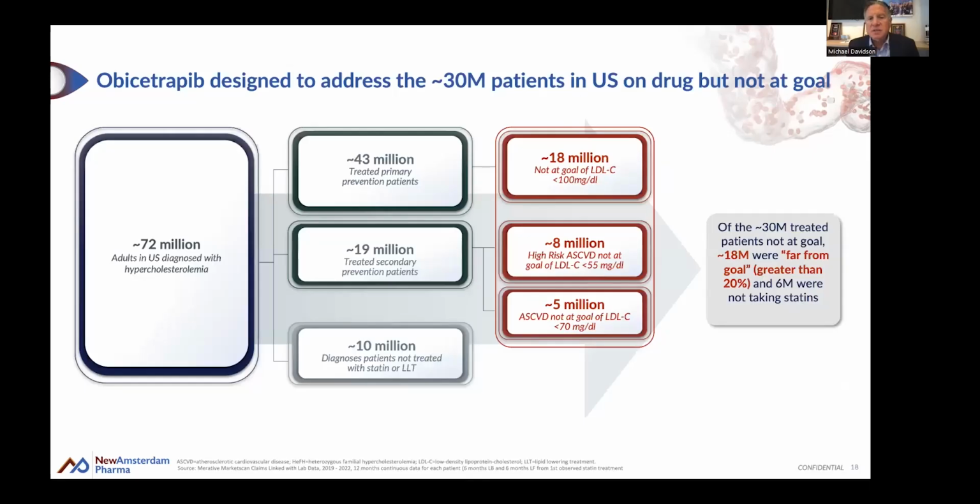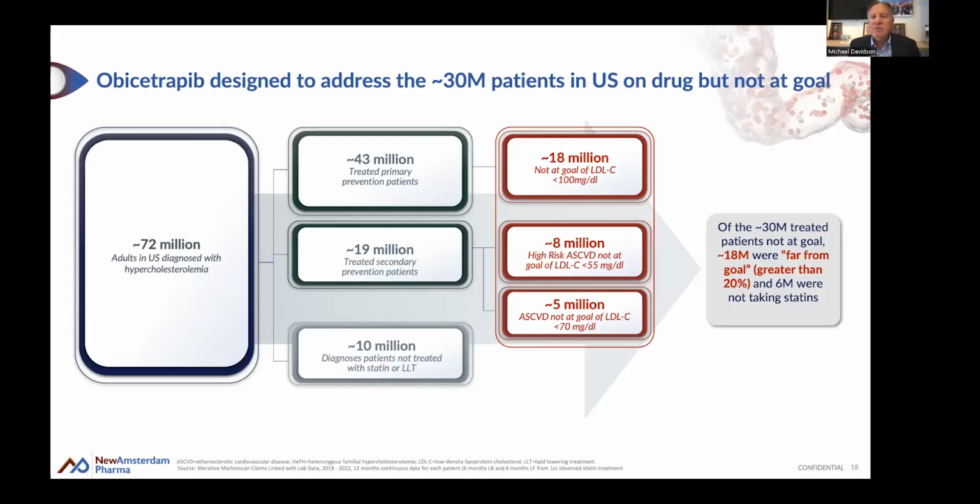This is why we're excited about obicetrapib. It has very effective LDL-lowering efficacy. It's extremely well tolerated through phase 2, and we're also seeing very good adherence throughout phase 3. The drug is very well tolerated, and so far we're very encouraged by the blinded safety in thousands of patients now in phase 3. But the unmet need is great.